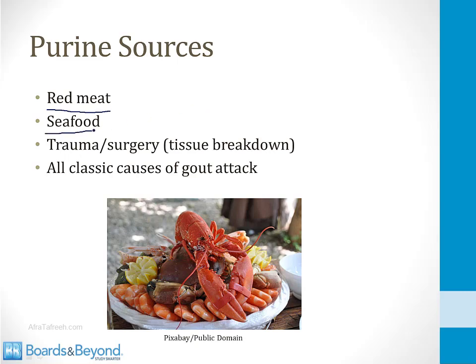Seafood also contains the meat of fish, and that contains nucleotides, and that leads to a purine load for the body. And then finally, if you have trauma or undergo surgery, there's breakdown of tissue in our body, and this leads to purines in the bloodstream and in tissue beds, and they get broken down into uric acid. And all three of these things are classic causes of a gout attack because they all lead to a purine load in the body, which leads to a uric acid load.